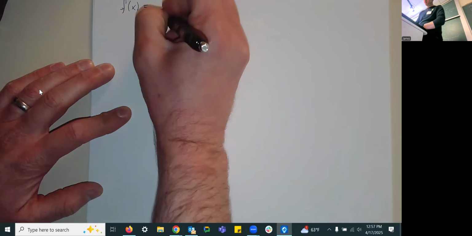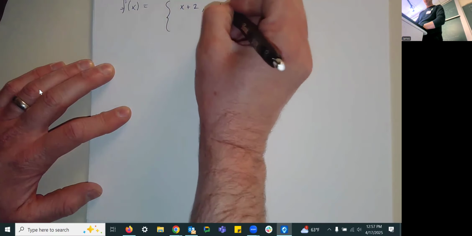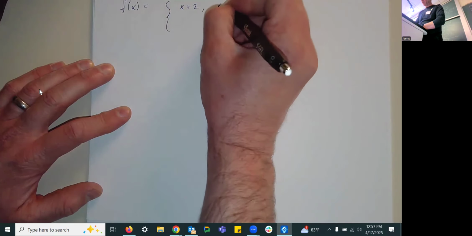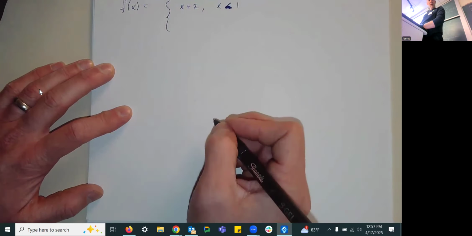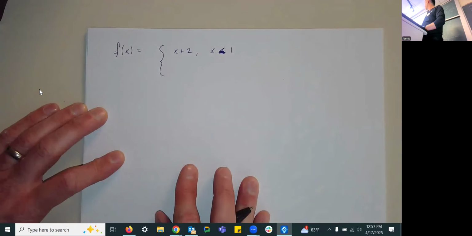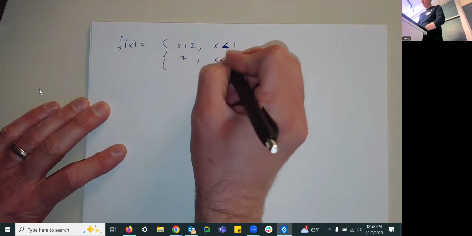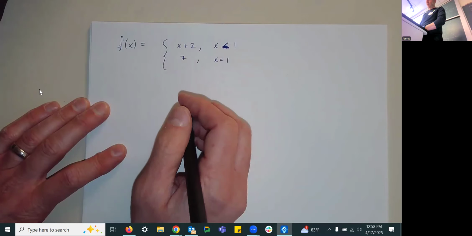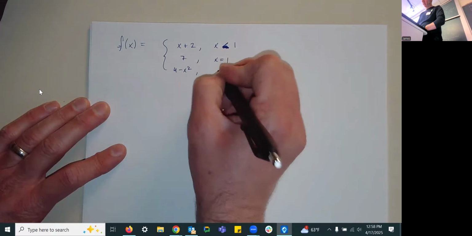Let's say another piecewise function. f of x is equal to x plus 2 when x is strictly less than 1, f of x is equal to 7 when x is equal to 1, and f of x is equal to 4 minus x squared when x is strictly greater than 1.